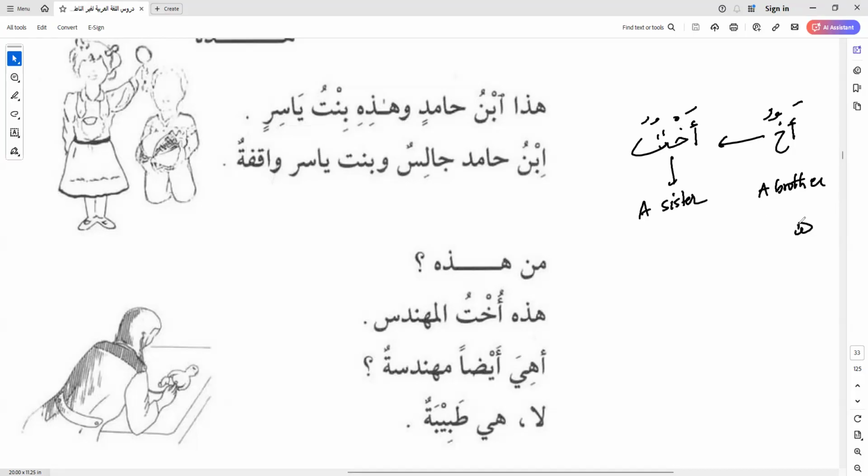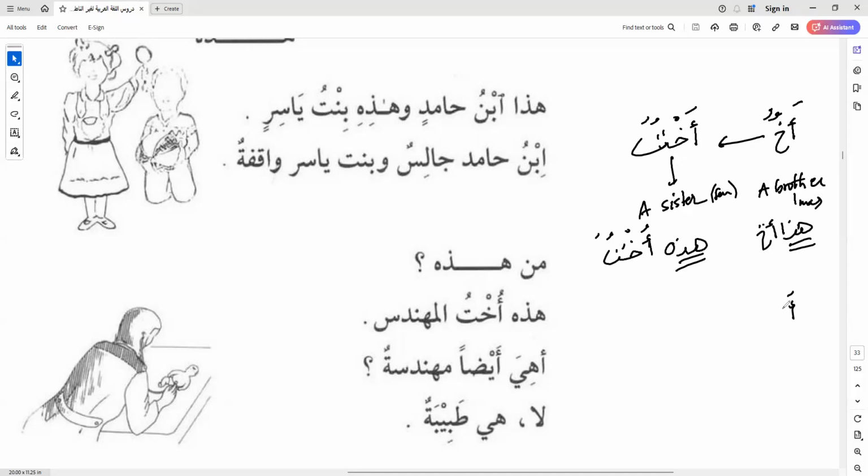And then ukhtun, a sister. So we say هذا أخ. هذه أخت. Sister. So you see that I'm matching appropriately. هذا for أخ because it's male or masculine. And then أخت is feminine. So I'm saying هذه. هذه أخت المهندس. Now, هي أيضا مهندسة.